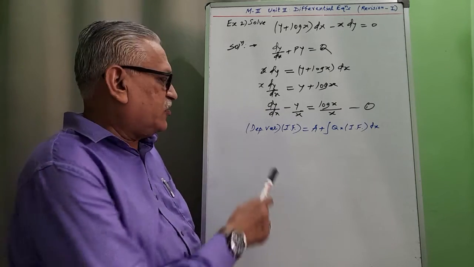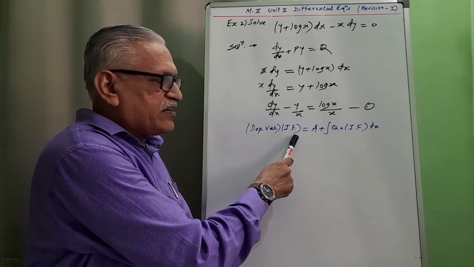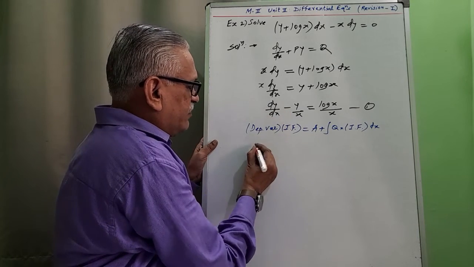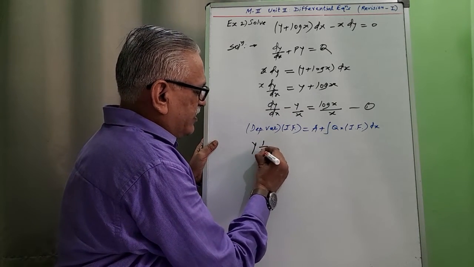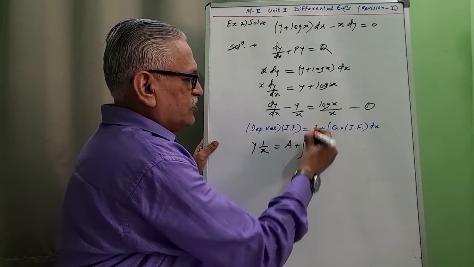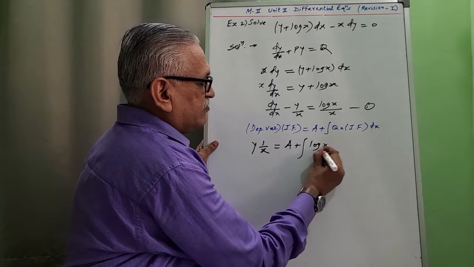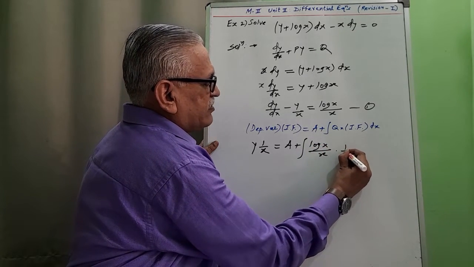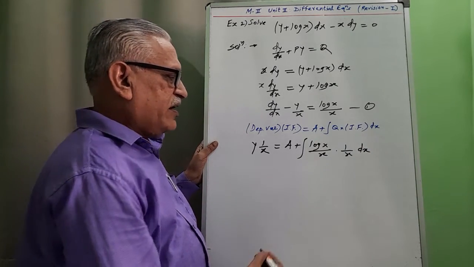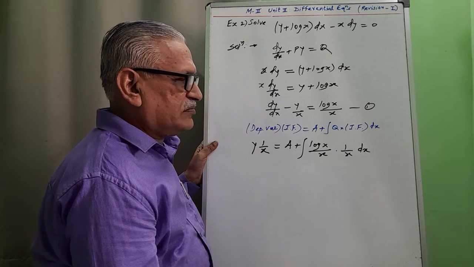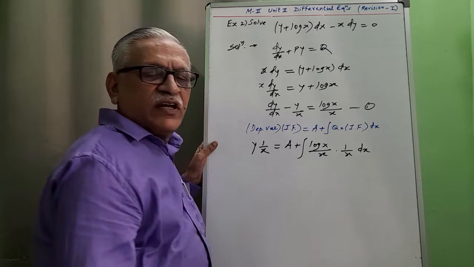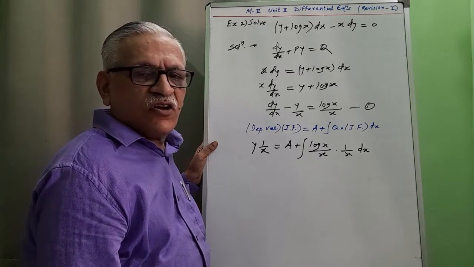Then the solution is given by dependent variable into integrating factor is equal to constant plus integration of q into IF. Here the dependent variable is y, the integrating factor we are getting as 1 by x, constant term a plus integration of the q term, log x by x, into 1 by x, and dx. And then you can integrate it by integration by parts or by substitution.